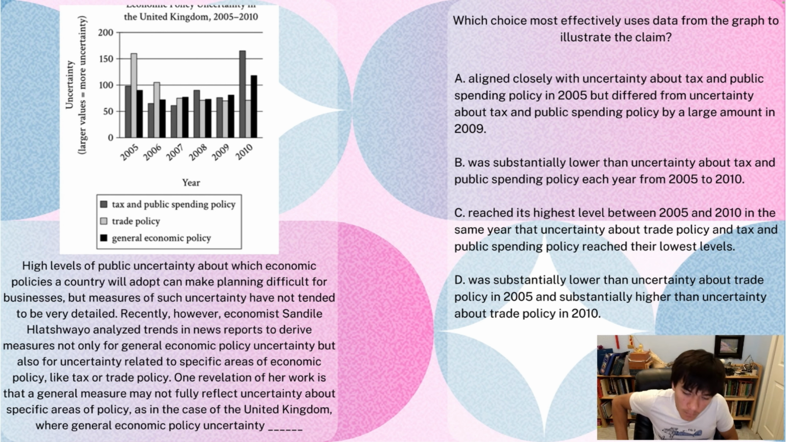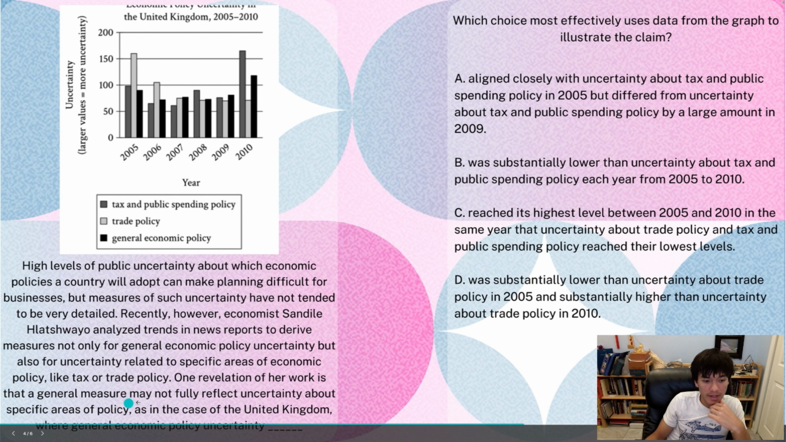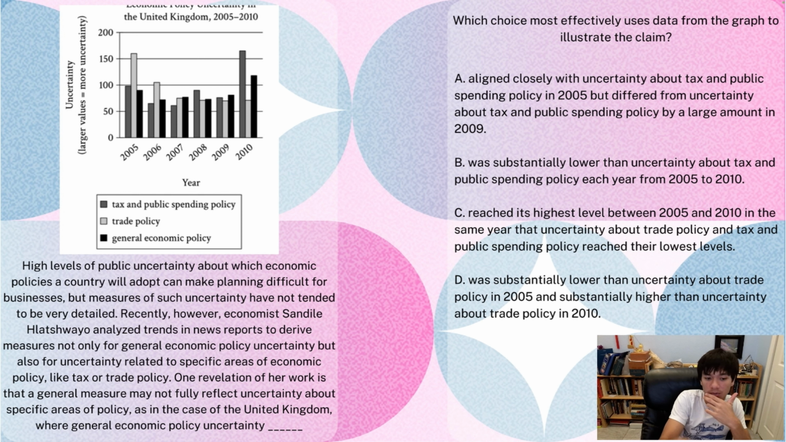So what we're trying to say here is that she saw that general economic policy uncertainty is a little bit different than uncertainty related to specific areas of economic policy. So your reservations about economic policy, you can't just put all of it under one blanket. You have to look at the specifics of it, which is basically what she's claiming. So here she's comparing general economic policy to what? And we're saying that it doesn't fully reflect. So we're probably looking for something where general economic policy uncertainty is not related to the other one.